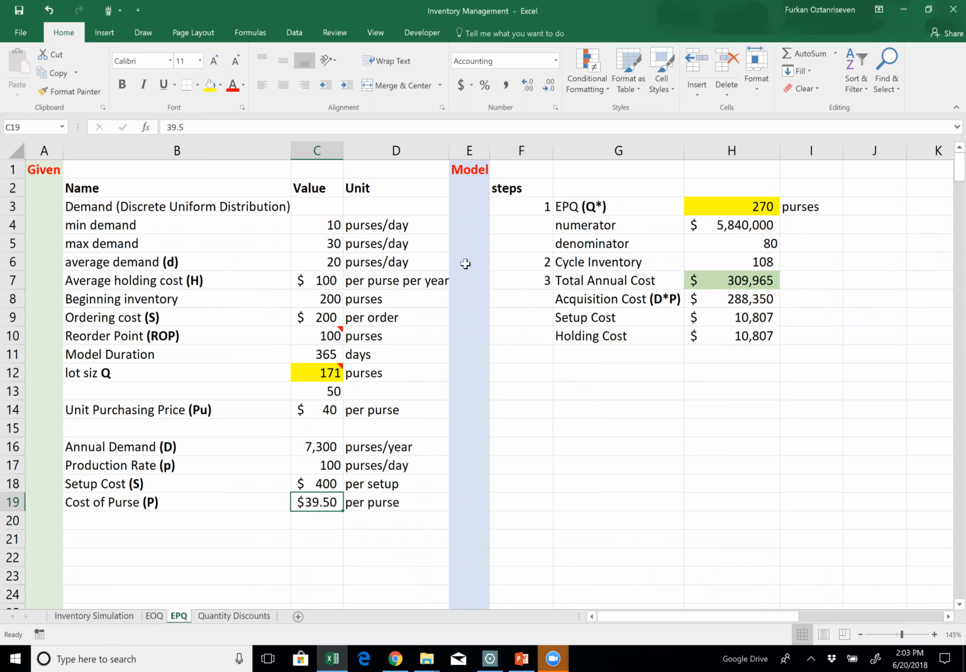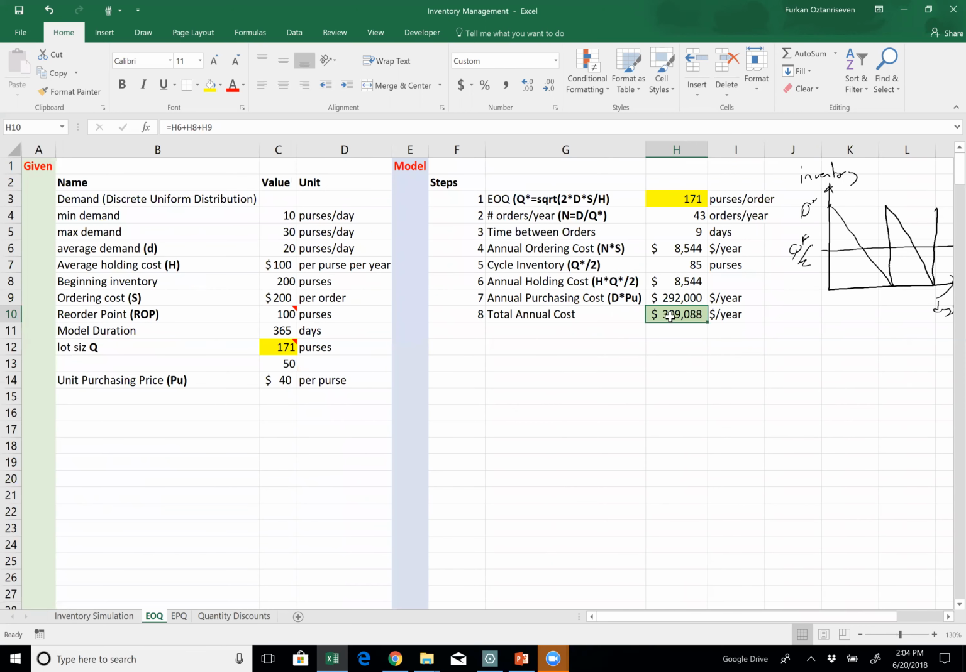And then we considered, what if I get direct materials from my suppliers and then produce in-house? Then we calculated the best batch size would be 270 purses per batch. That would cost me 309,965, which is higher than my EOQ total cost.